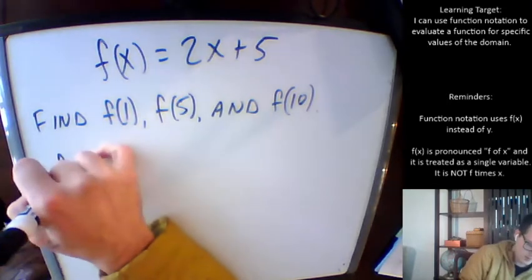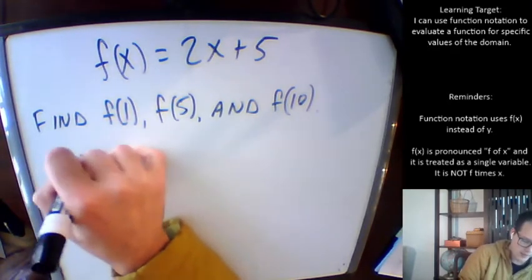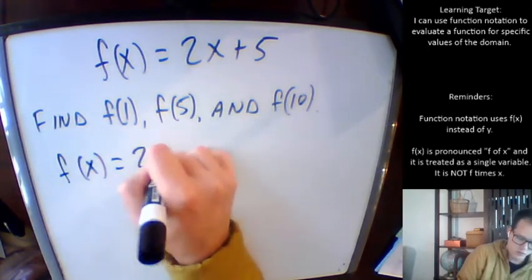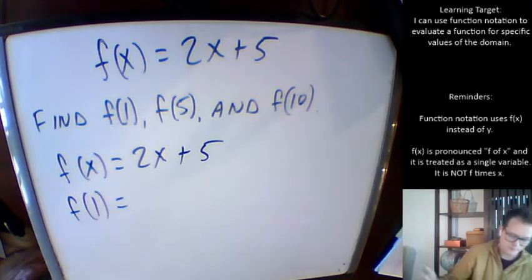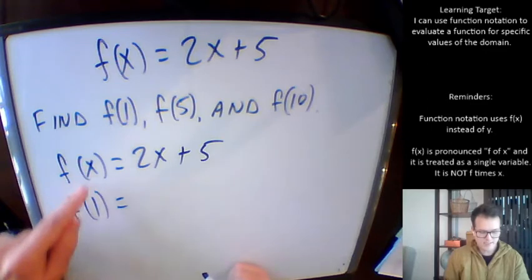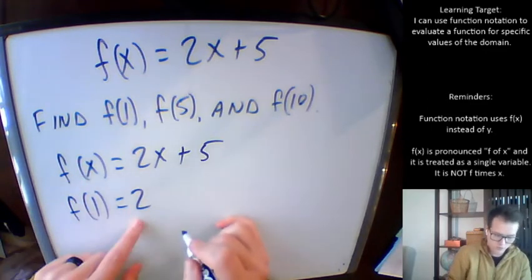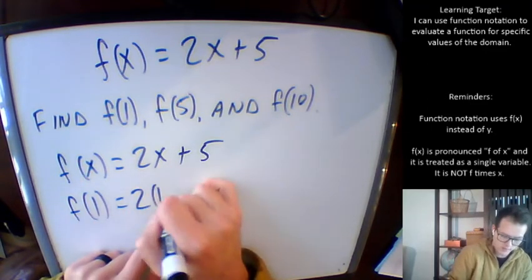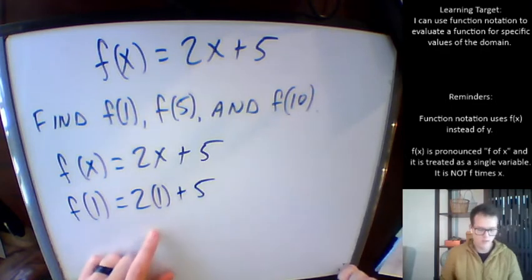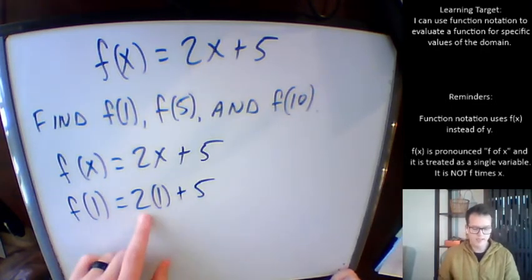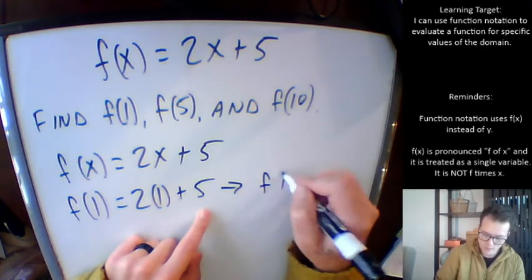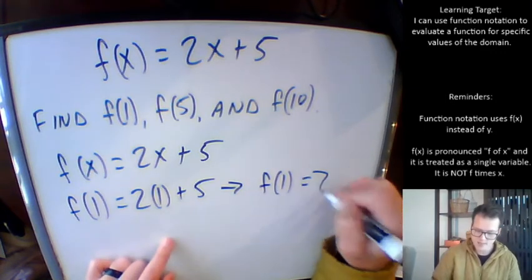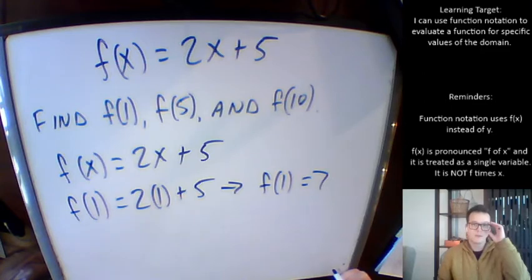So for example here, I'm going to write the whole thing out again. I'm going to write the original function, 2x plus 5. And then I'm going to write my f of 1. Because I substituted x in for 1 here, now I'm substituting 1 in for x here as well. So we'd say that f of 1 is 2 times 1 plus 5, or after doing PEMDAS, we'd say f of 1 is 7.